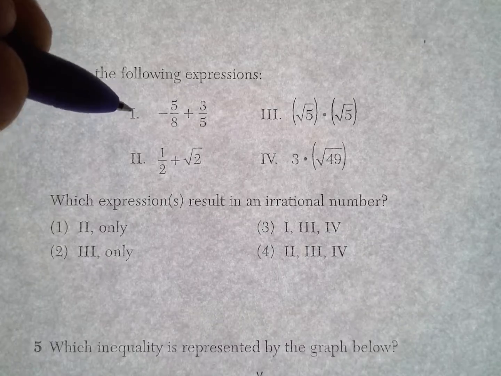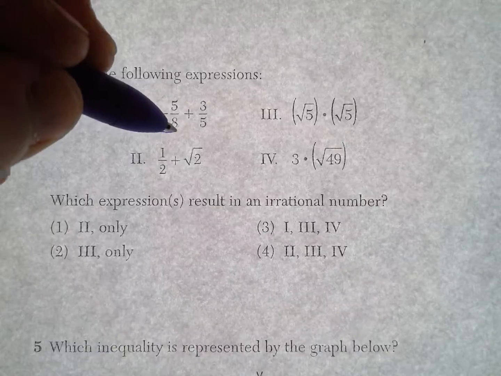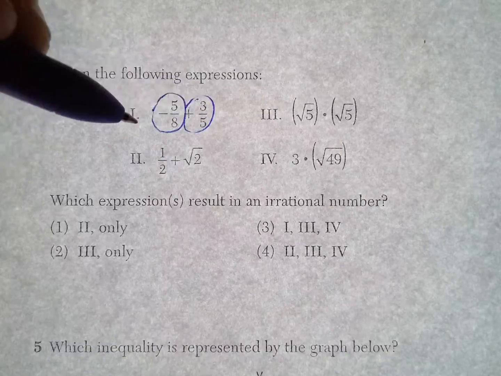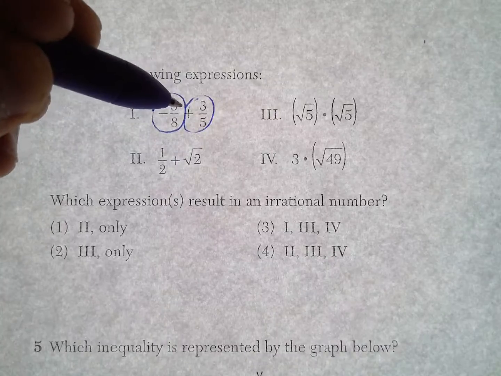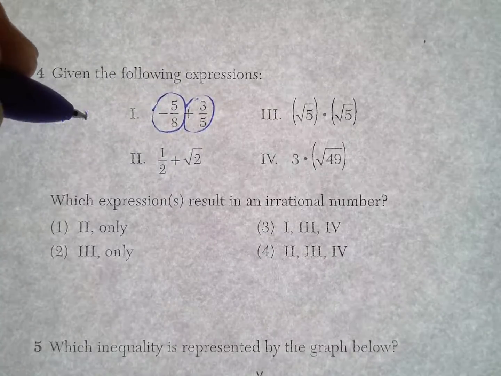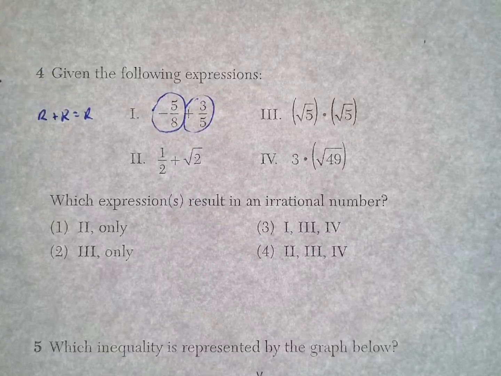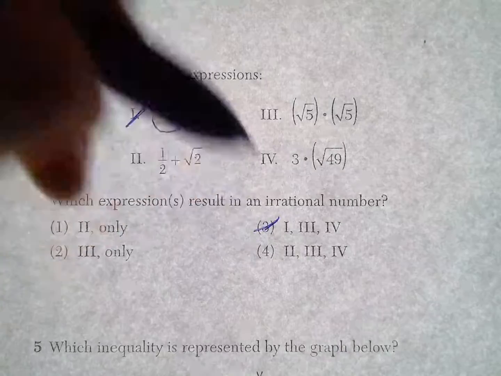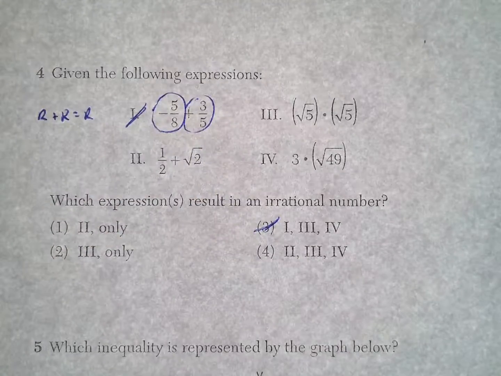Okay, well here I've got a rational number because it's made out of a ratio, and I'm adding it to a rational number, because it's made out of a ratio. If I do rational plus a rational number, it will always give me another rational number. So which one is irrational? It cannot be 1, which means I've eliminated answer choice 3 already.